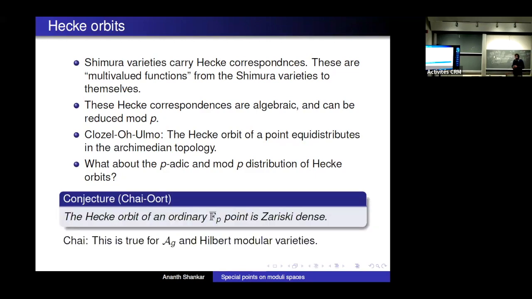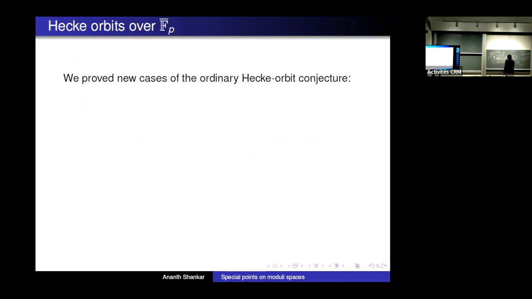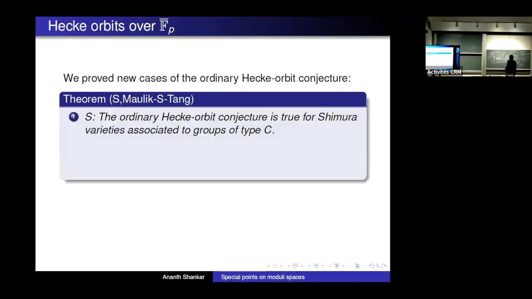And I conjecture that in such a setting, the Hecke orbit of your point should be Zariski dense. In a really beautiful paper in the 90s, Chai proves this for A_g. He also proves this for Hilbert modular varieties, which are like moduli spaces of abelian varieties with certain types of extra endomorphisms. So in joint work with Yunqing Tang and Devesh Maulik, we prove new cases of the ordinary Hecke orbit conjecture. In particular, we show that the ordinary Hecke orbit conjecture is true for any Shimura variety associated to a twist of a symplectic group.